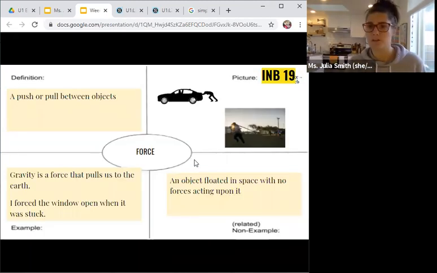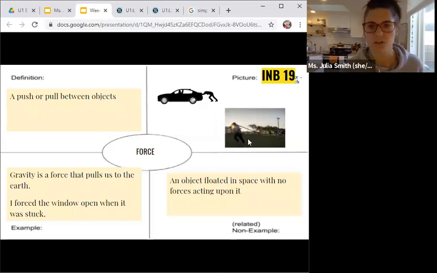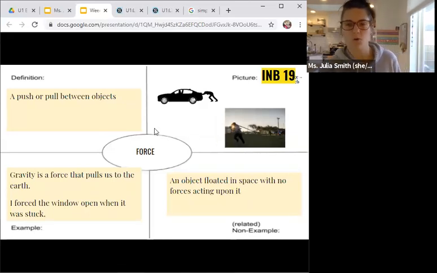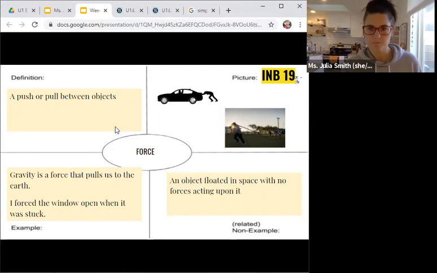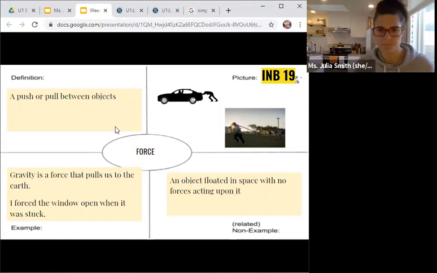For our vocab terms, force, again, this is a term that you are more familiar with, so we won't spend too much time on there. Remember, it's a push or pull between objects, which is why I have a car being pushed and a person pulling on a rope. When it comes to non-examples, typically they are the opposite of, or the antonym of, that term.